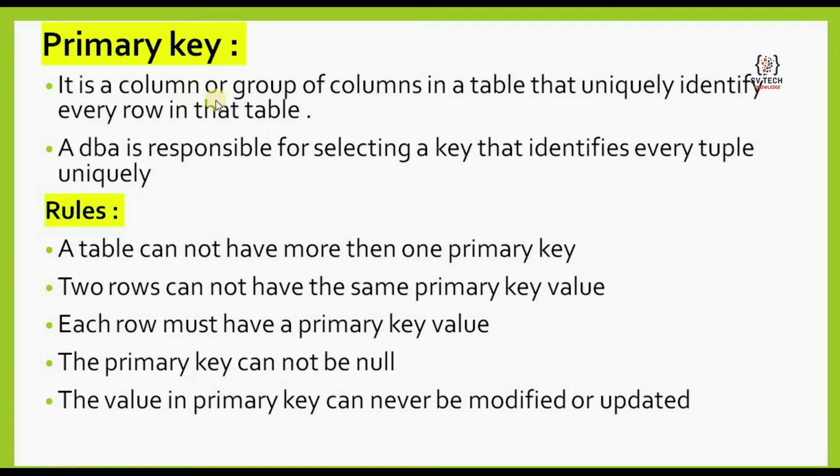Primary key. It is a column or group of columns in a table that uniquely identifies every row in the table. The DBA is responsible for selecting a key that identifies each tuple uniquely. Here we have some rules to frame a primary key. A table cannot have more than one primary key. Two rows cannot have the same primary key value. Each row must have a primary key value. The primary key cannot be null. The value in a primary key can never be modified or updated. These are the rules framed by the key constraints for the primary key.